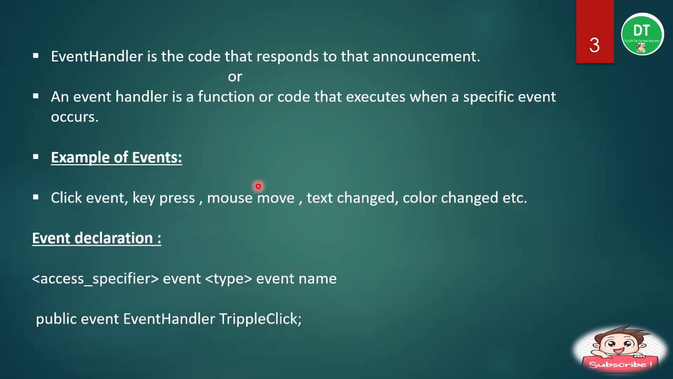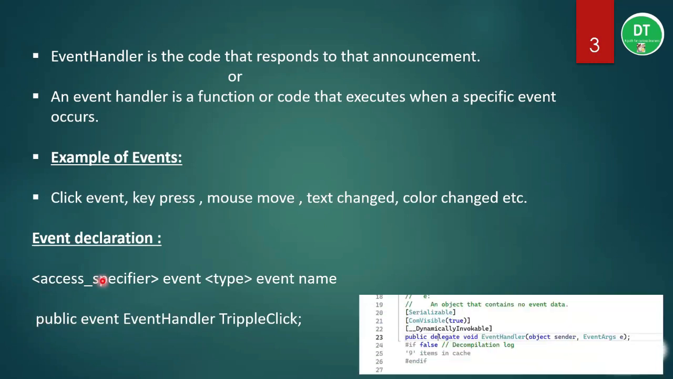How to declare an event? Here I have shown how we can declare an event. First the access specifier will come, then the event keyword, then the type of the event, that is a delegate, and then the name of the event. Here I have given the example. This is a TripleClick event. It is the name of the event, and it has a type. The type of the event is a delegate. This EventHandler is a delegate and it is preceded with the event keyword, as you can see here. And first is public, which is the access specifier.